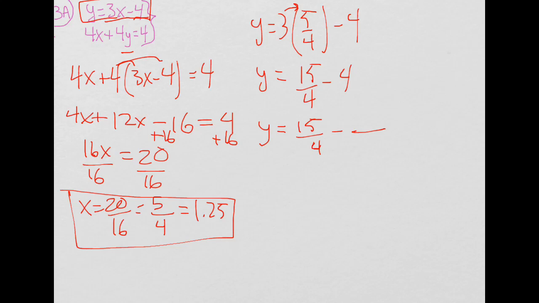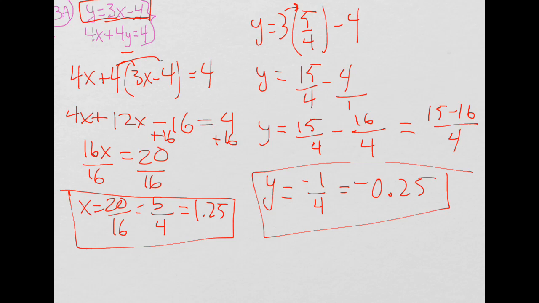But get a common denominator. Well, to do that, we want this denominator to be 4. So you can think of it like that was 4 over 1. 1 times 4 is 4, and 4 times 4 is 16. And now we can simplify that to 15 minus 16 over 4, which gives us 15 minus 16 is negative 1 over 4, which is negative 0.25.